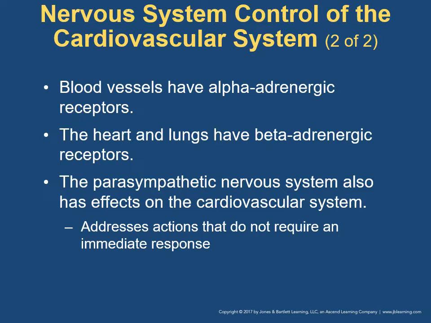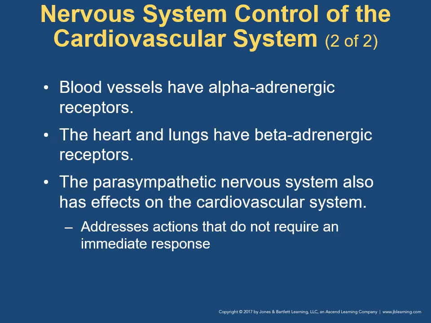Blood vessels have alpha adrenergic receptors. When stimulated, the blood vessels constrict, increasing the blood pressure. The heart and lungs have beta adrenergic receptors. When stimulated, the heart rate increases. Bronchi and the lungs dilate, allowing more air to be inhaled and exhaled.